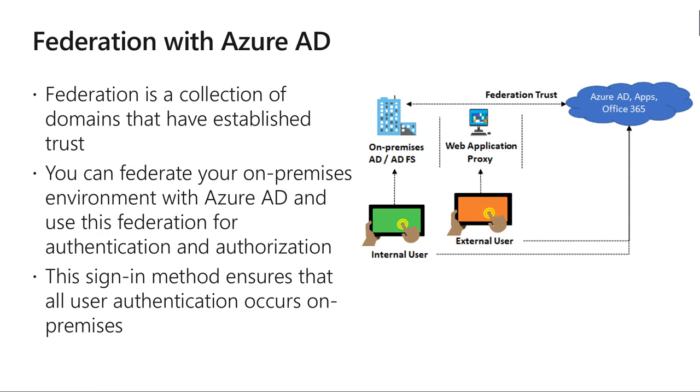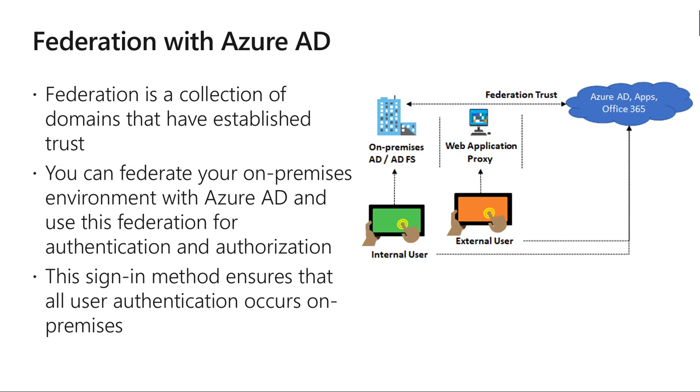So the federation is a collection of domains, right? You can have more than one, as we saw earlier in the UI. It's a collection of domains that have established a trust with Azure AD. The level of trust may vary, but typically includes authentication and almost always includes authorization.